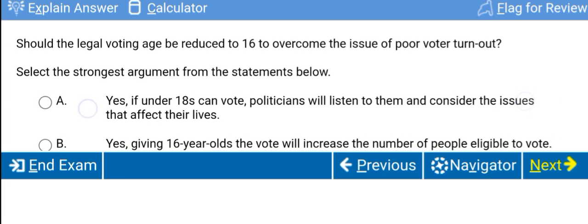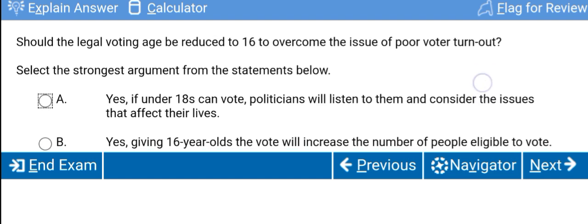Next we have, should the legal voting age be reduced to 16 to overcome the issue of poor voter turnout? Select the strongest argument from the statements below.